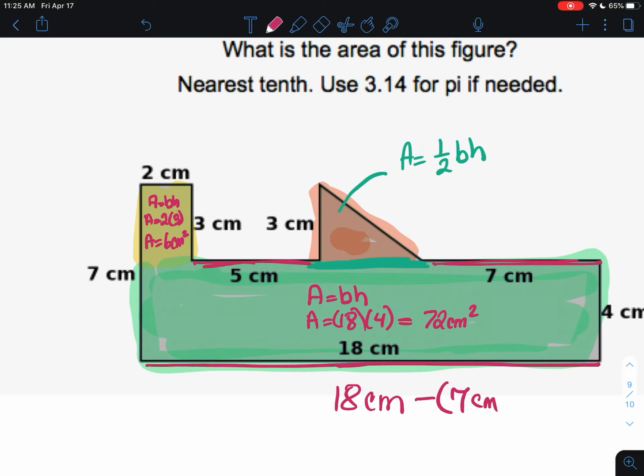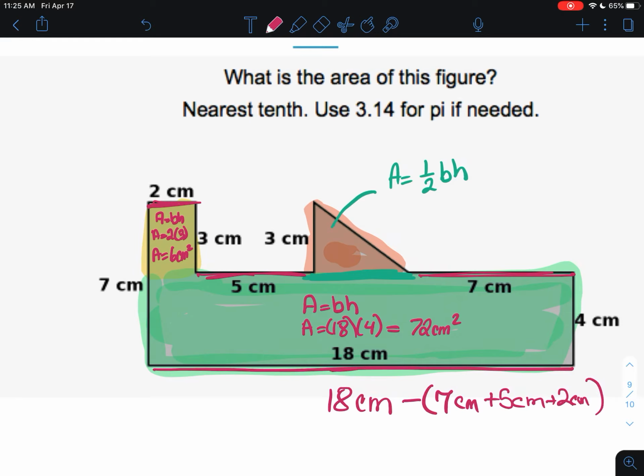And we have 5, and we have 2. Okay, so again, we have the 7, the 5, and the 2. And of course, you can see that what's left over is going to be this little bit right in here. And so that adds up to being 14 centimeters. So the base of our triangle is going to be 4 centimeters based on just subtracting everything else out. So that's going to be 4 centimeters there.